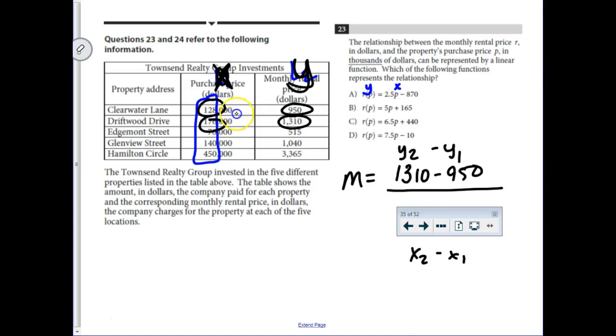I crossed it off, that was dumb. 176 minus 128. So after I type this in the calculator, because I'm brain dead at this point and I can't even subtract, I got a slope of 7.5. As I look through my answer choices, there's only one line that has a slope of 7.5.